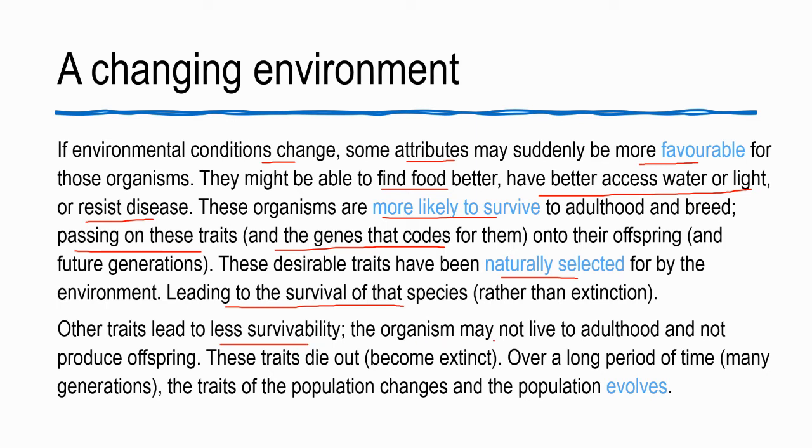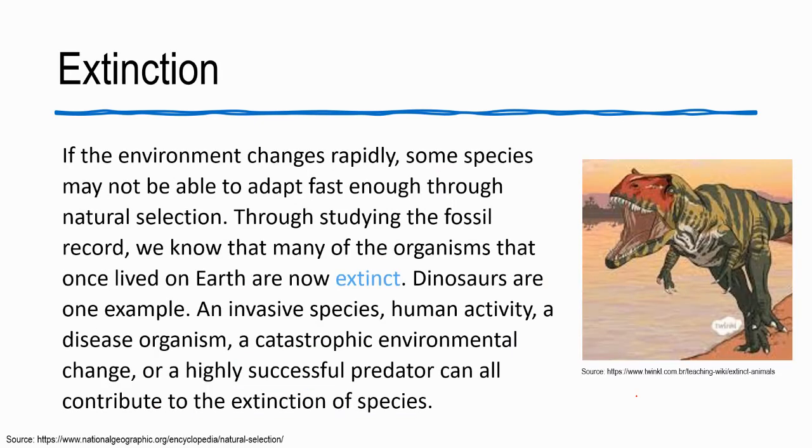The organism may not live to adulthood and not produce offspring. These traits might die out or become extinct. Over a long period of time and many generations, the traits of the population change and the population evolves. If the environment changes really rapidly, really fast, some species may not be able to adapt fast enough through natural selection.